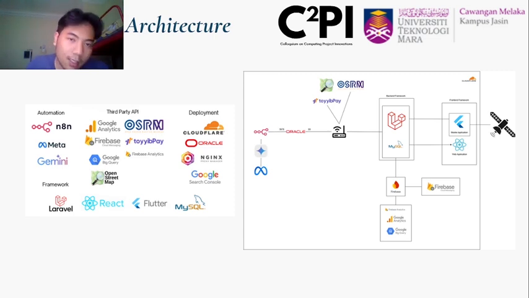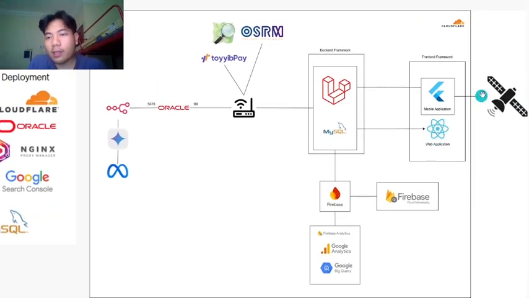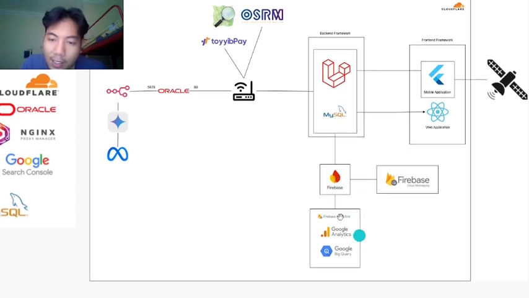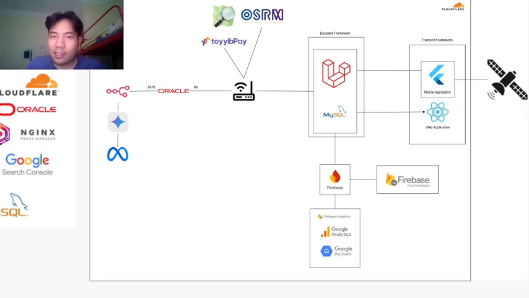So basically, this is the infrastructure of my system. First of all, I will be using Flutter as my mobile application, and React JavaScript as my front-end web application. And for the back-end framework, I will be using Laravel. And in order to integrate data visualization with my system, I will be implementing Firebase, which contains Firebase Analytics, Google Analytics, and Google BigQuery.